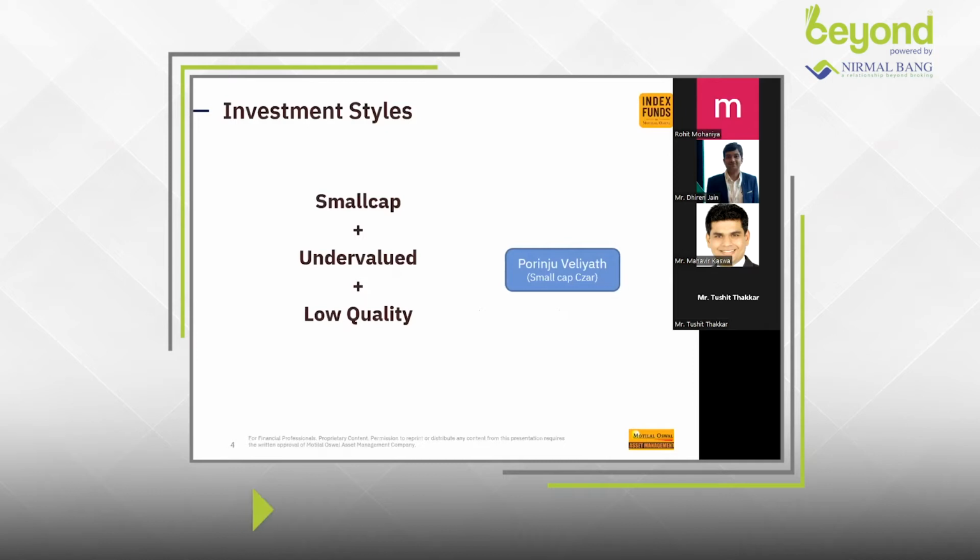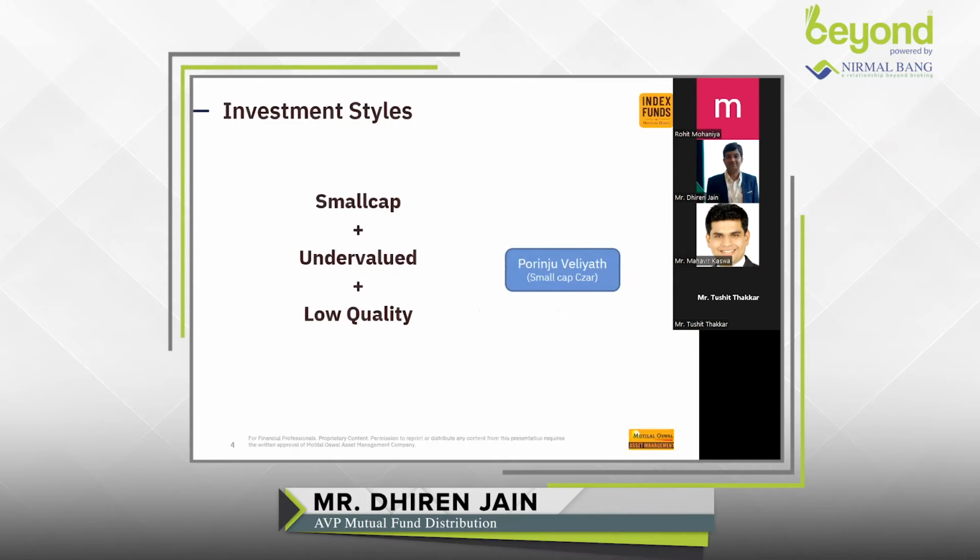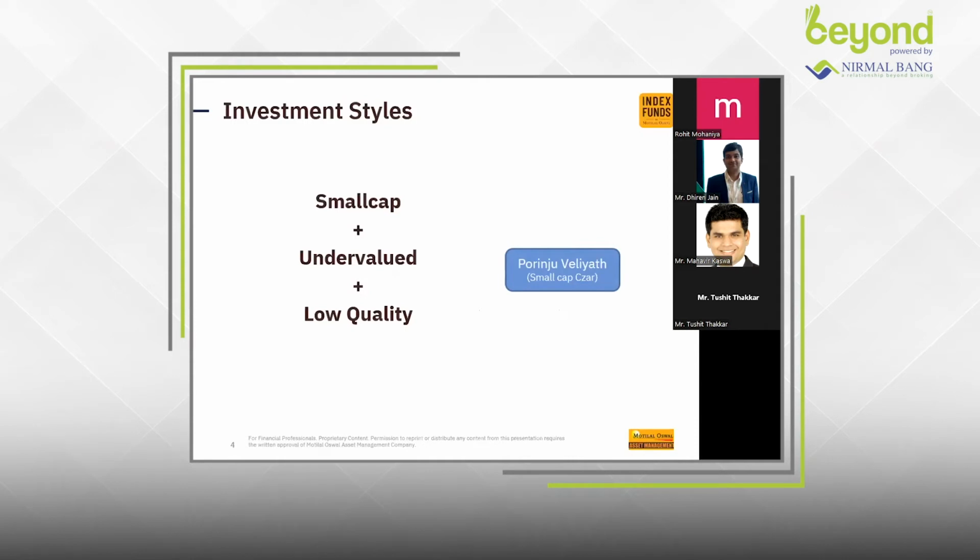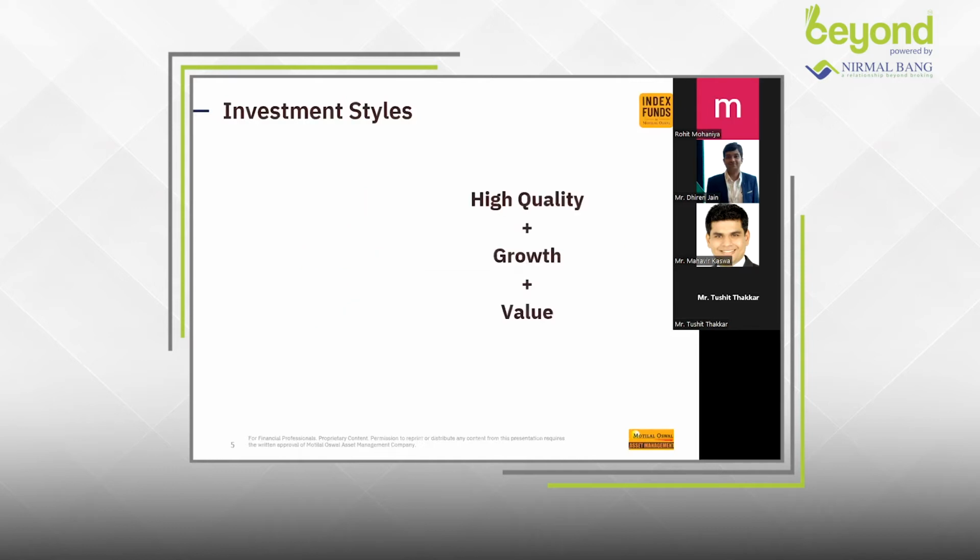What he does, he actually looks for stocks that are smaller in size, that are undervalued, and maybe low in quality. So it's another way of identifying the stocks. But what is interesting here is that the attributes he identifies to select the stocks are interesting.